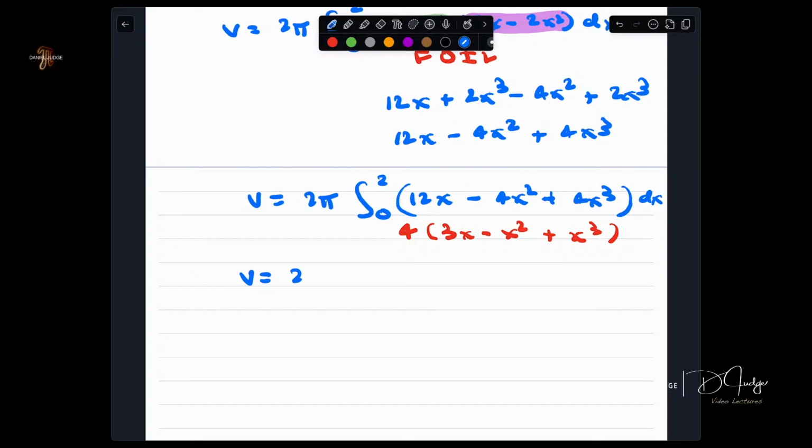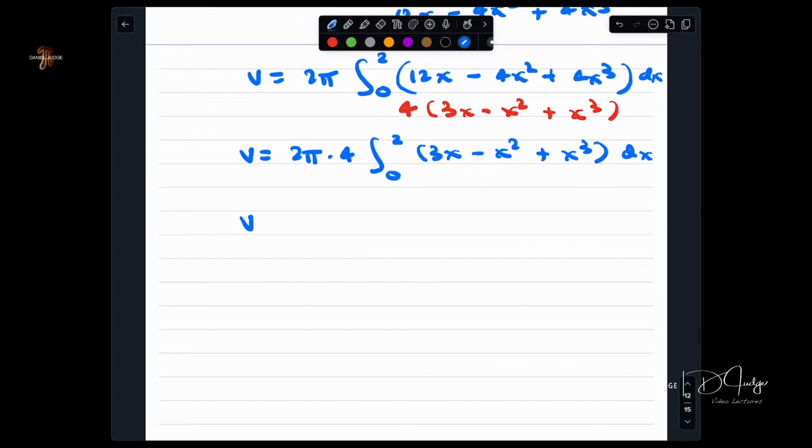So the volume is going to be 2 pi. Let's integrate. Don't forget the 4. 0 to 2, 3x minus x squared plus x cubed dx. 8 pi. All right.